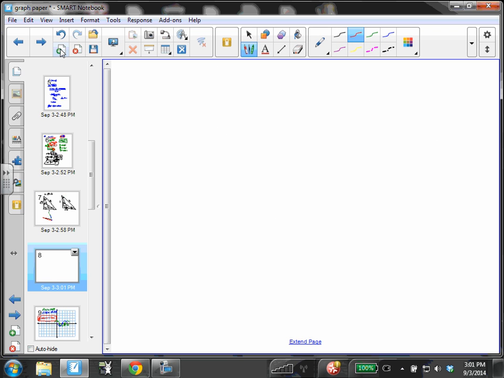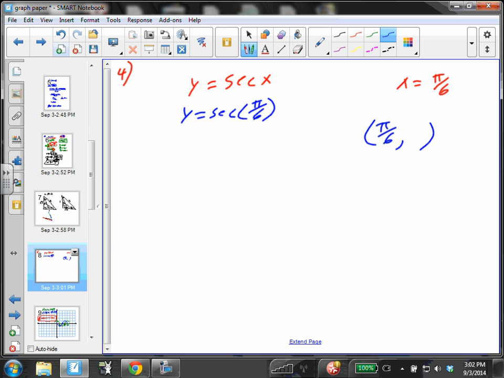All right, let's look at number 4 together. y equals secant x at x equals pi over 6. So this is number 4, and we're trying to write the equation of a tangent line again. So the first thing I need to do is get a point. Well, I know my x is pi over 6, and y is going to be equal to the secant of pi over 6.